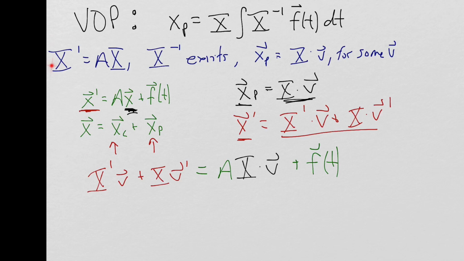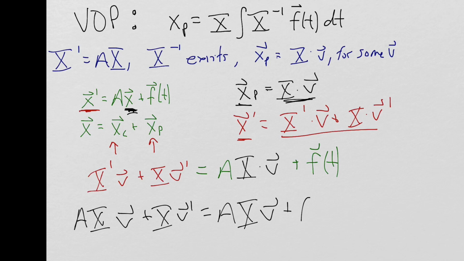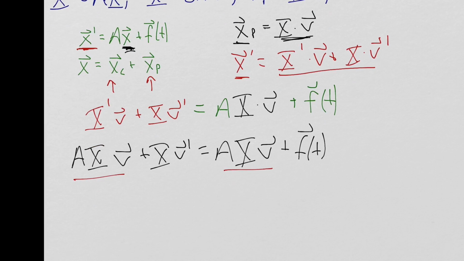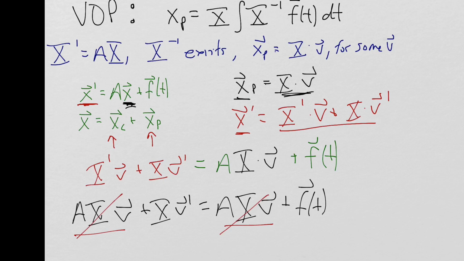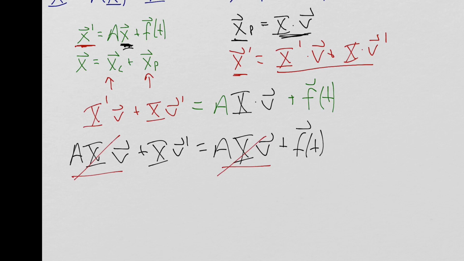Well, I know that this big x prime can be replaced with an ax. So I'm going to write ax v plus x v prime equals ax v plus f of t. So now look, those guys are exactly the same, so I can subtract them out and they will cancel each other out. And that leaves me with only those two black lines right there. What's that give me? x v prime equals f of t.